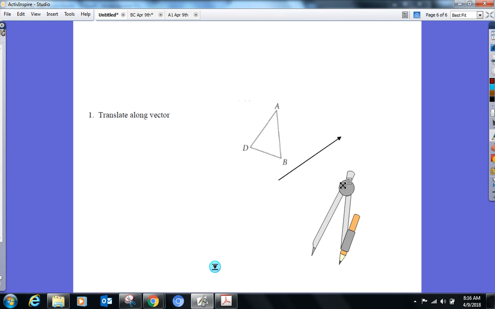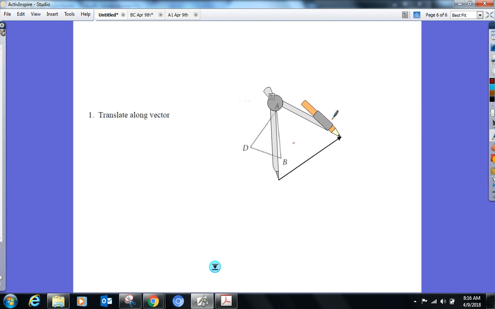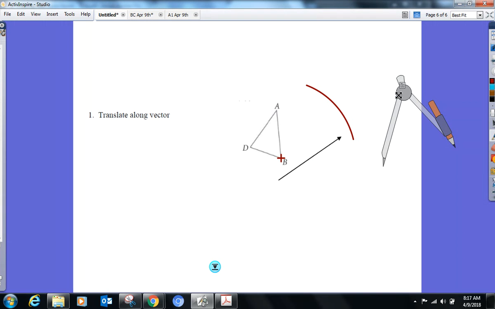Well, it's got to slide the length of the vector, so I'm going to start this off by measuring the vector. I measure from the beginning of the vector to the tip of the vector. And if we're going to translate B, I put my compass up to B and make a nice long arc, because I know B prime's got to be somewhere on that arc. Where is it going to be located? Here's the second step.